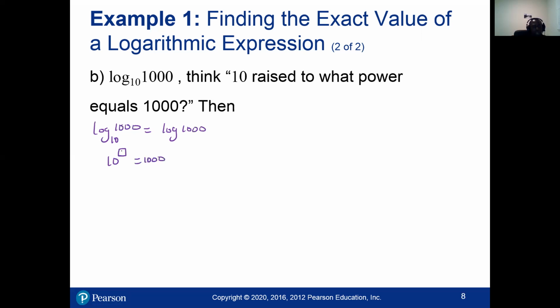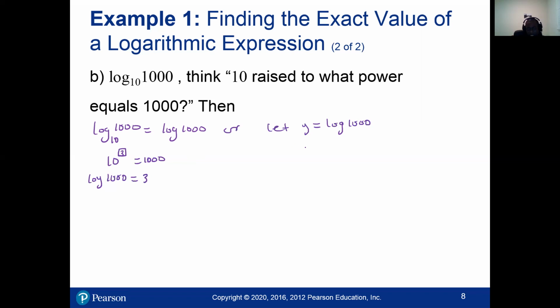That'll be 3. All right, so it means that the log of 1000 is equal to what? Is equal to 3. Or we can solve it like we did in the previous example. Y is equal to the log of 1000.